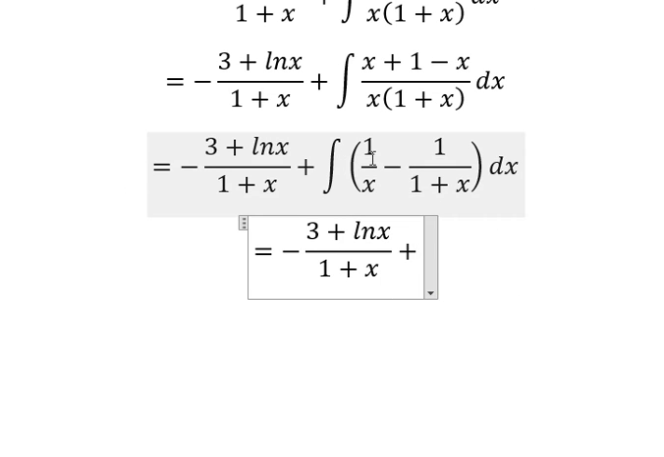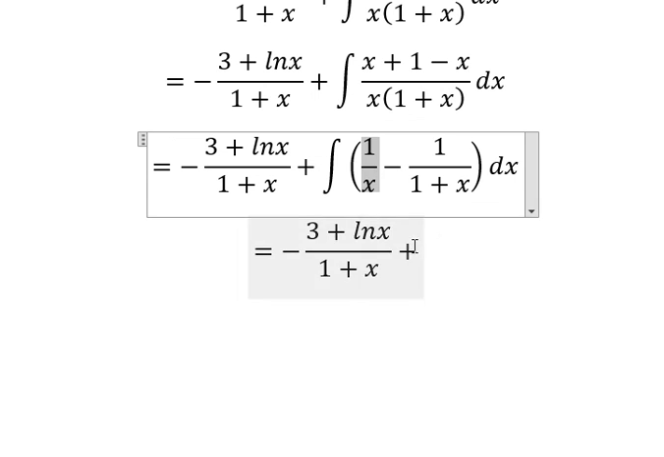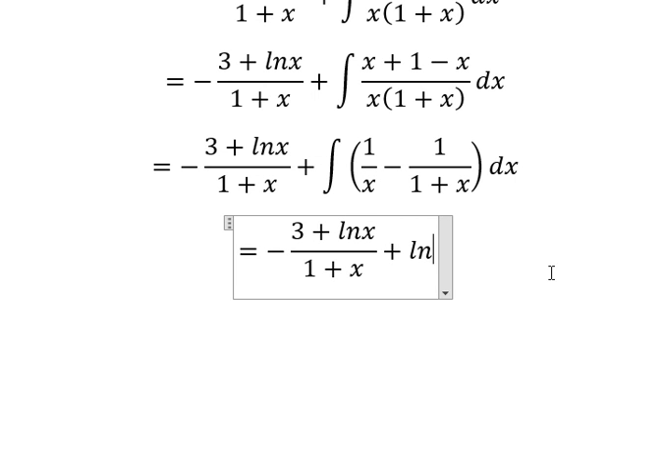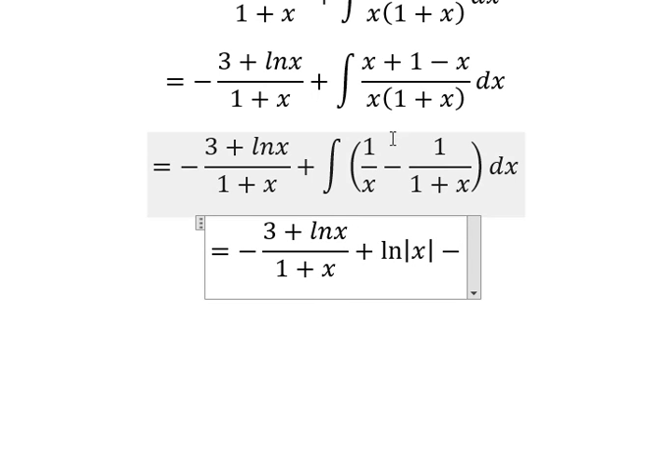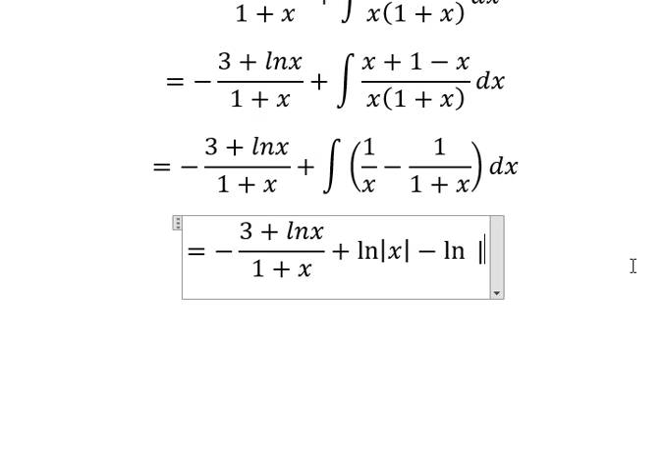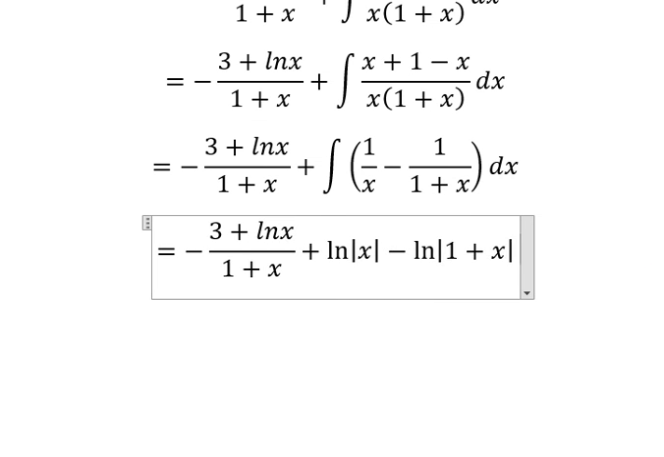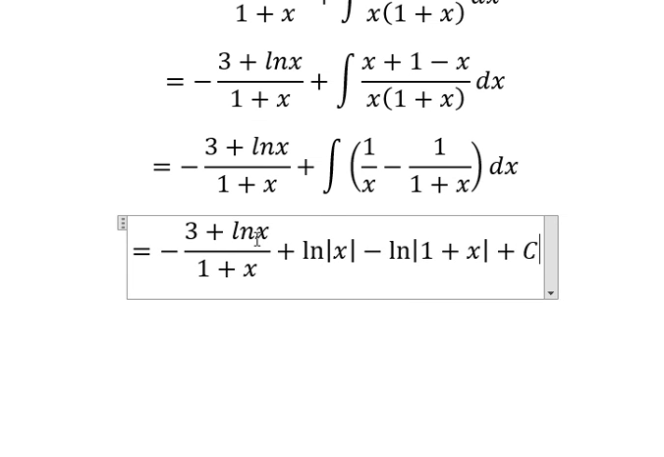The integration of 1 over s, we have ln of the absolute value of s. The integration of this one, we have ln of the absolute value of (1 plus s). And I will put c. Now we can put the absolute value in here.